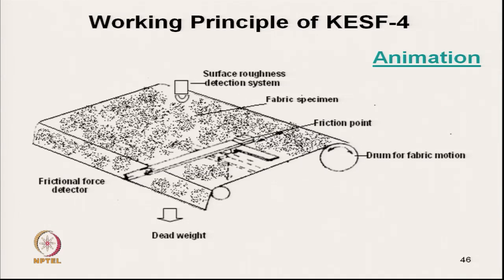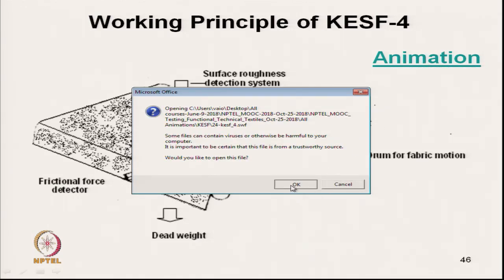And similarly, during this movement we get another signal depending on the surface roughness. This surface roughness detector makes a vertical deflection, and we get the surface roughness value. Now, let us see the animation for this.